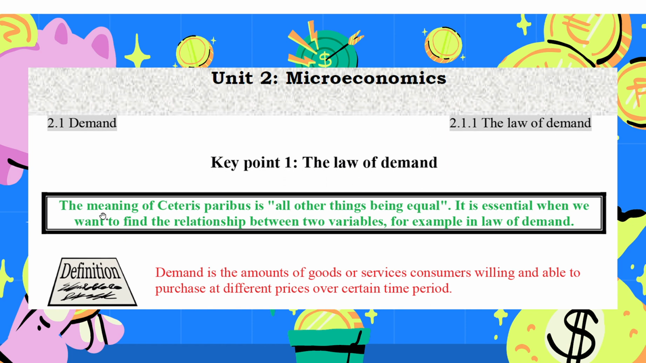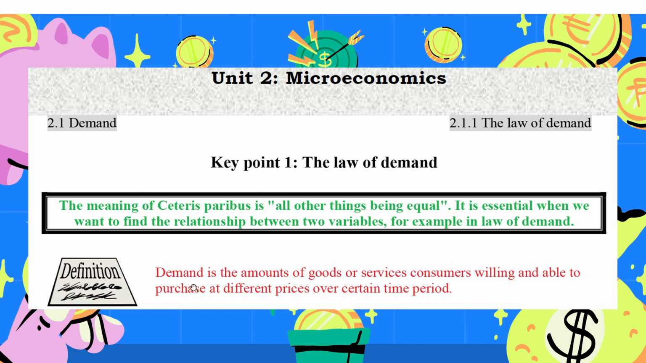First of all, the meaning of ceteris paribus: all other things being equal. It is essential when we want to find the relationship between two variables. For example, in the law of demand, we want to find out the relationship between quantity demanded and price. So all other things are kept constant first, and then we talk about how they affect demand at the end.